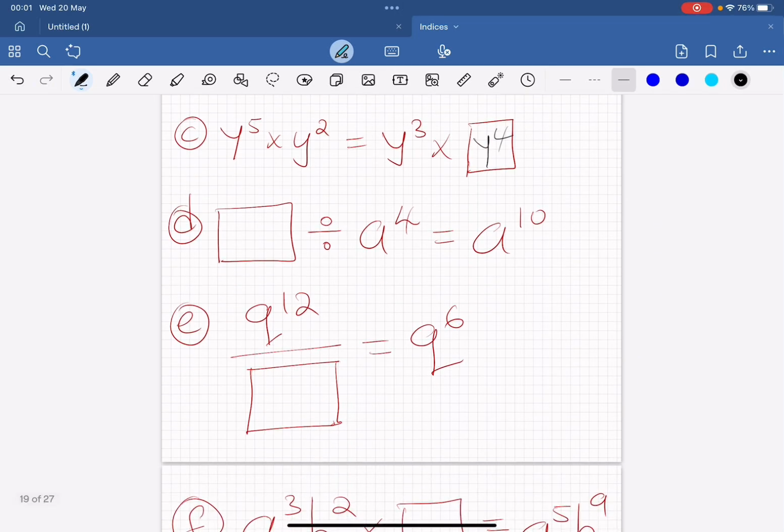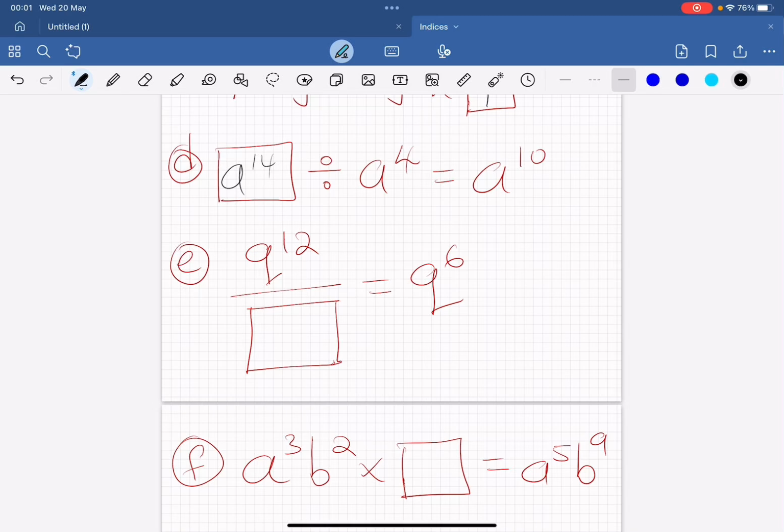And then the next one says something divided by a to the power 4 is equals to 10. We all know that division is related to minus, so this has to be 14 minus 4 to give us 10. So this is more like a to the power 14.